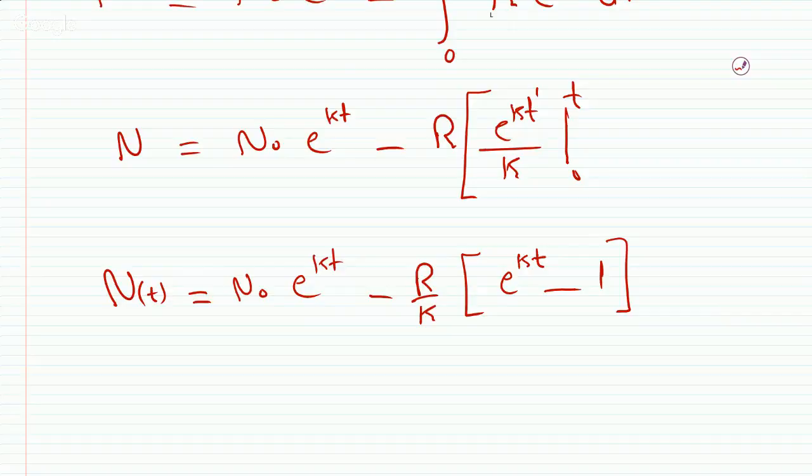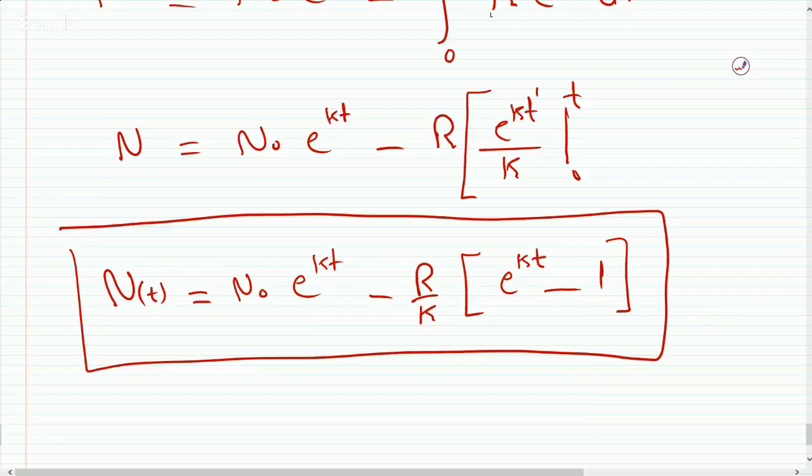Right. So this would be the differential equation governing the scenario where the rate is proportional to the number of bacteria present and it's being removed at a constant rate.